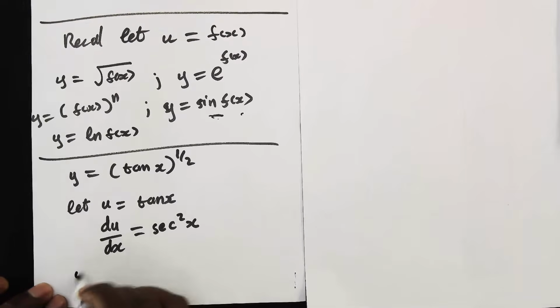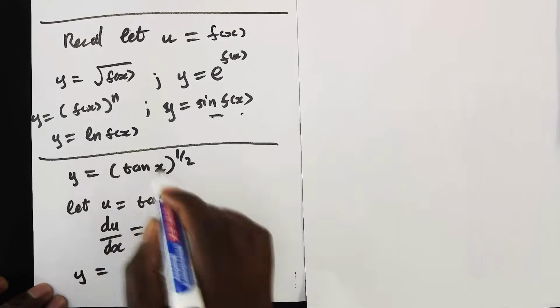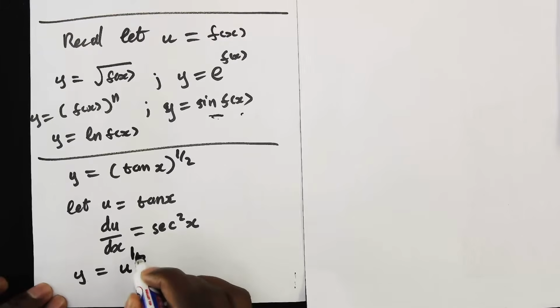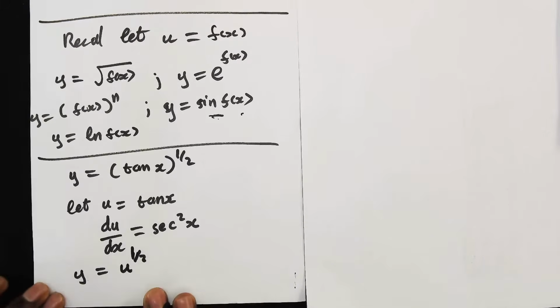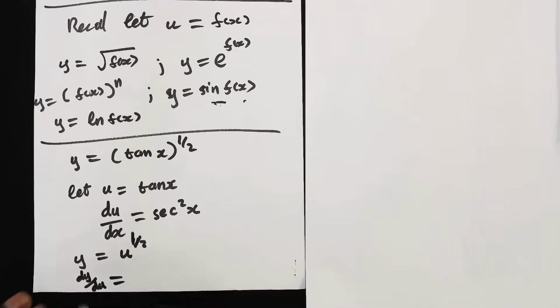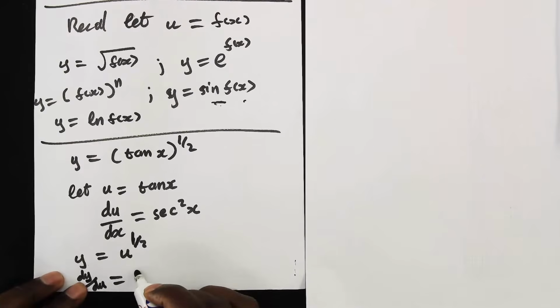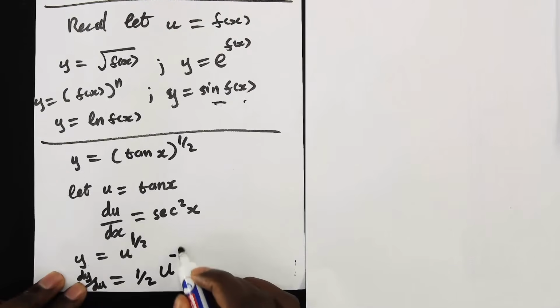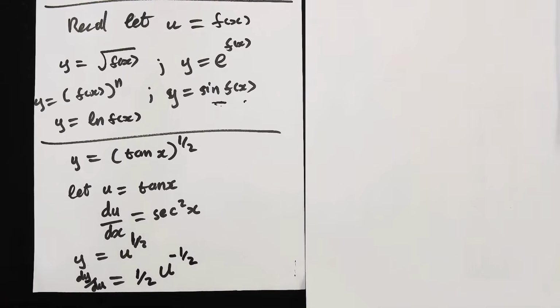Now, as much as we have let u equal tan x, where there is tan x, we're going to substitute u. So we have u to the power of 1 over 2 now. So we're going to differentiate y in terms of u. So we have dy over du. So you change y in terms of u. Therefore, it is equal to, it's a power rule, so you'll have 1 over 2, subtract 1 from the exponent, negative 1 over 2.